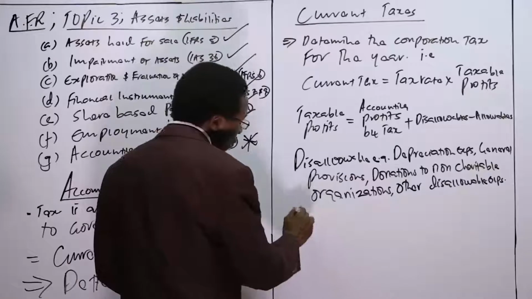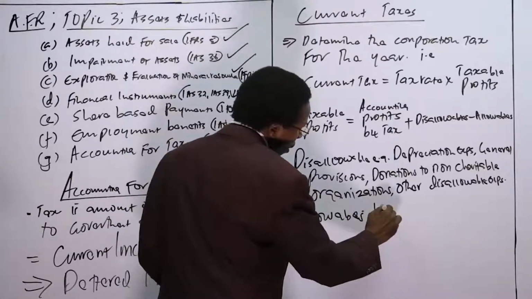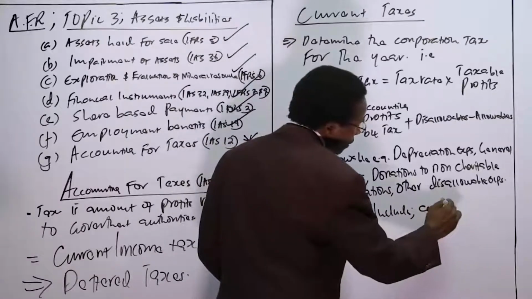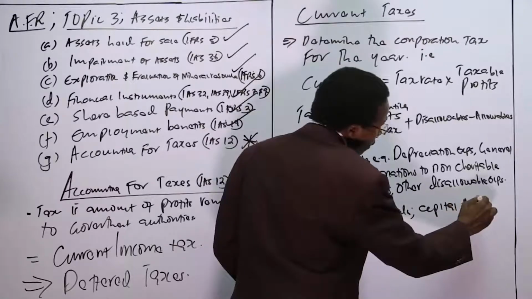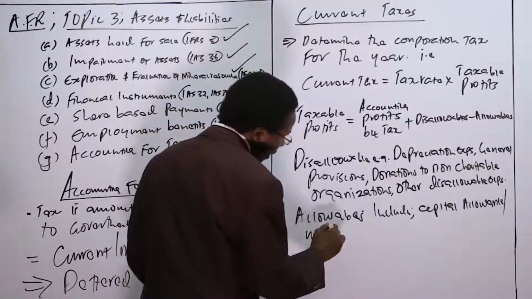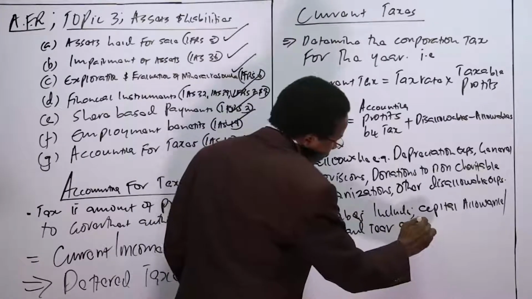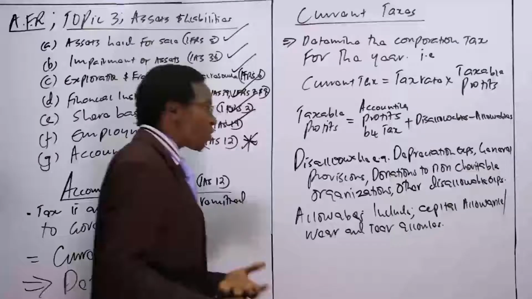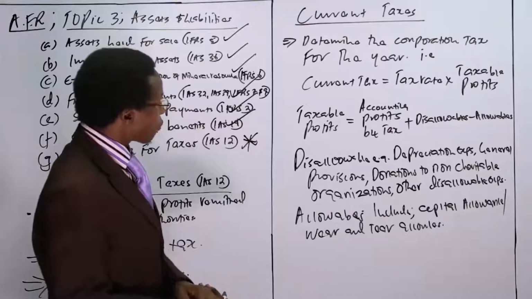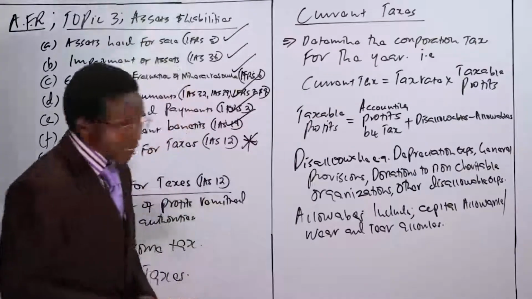We also have the allowables. Allowables include capital allowance, which can also be called wear and tear allowances, and any other allowable expenses. So that's how we get the taxable profits. Then, after you have got the taxable profits, you compute your current tax.